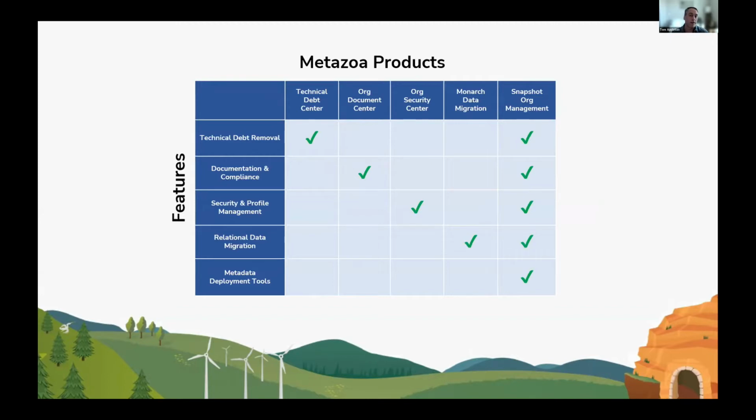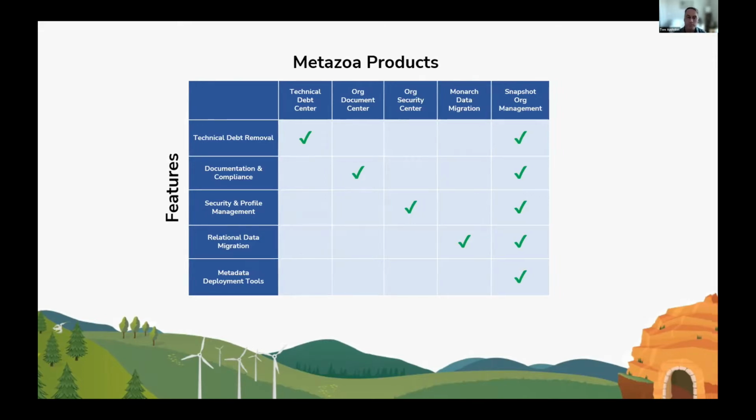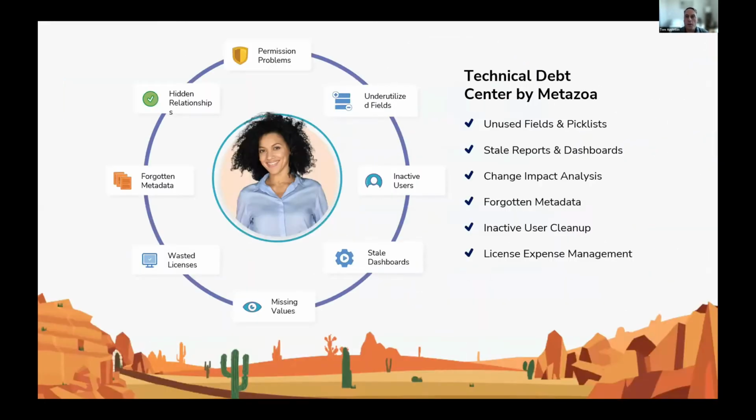As everyone knows, we also have our Monarch data migration tool and then our snapshot tool, which contains all of these capabilities, plus some more like release management. So if you're a snapshot customer, you get all of these capabilities. And if you need more than one, it's definitely worth looking at the snapshot tool to get it all, because it's a really comprehensive and full org management solution. But today we really want to talk about our first center here, which is the Technical Debt Center. So that's what we're going to talk about.